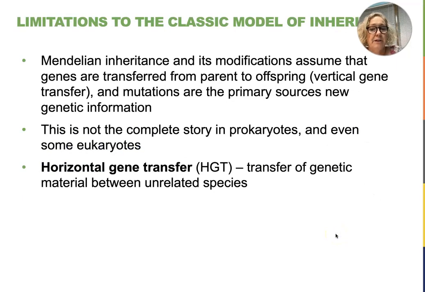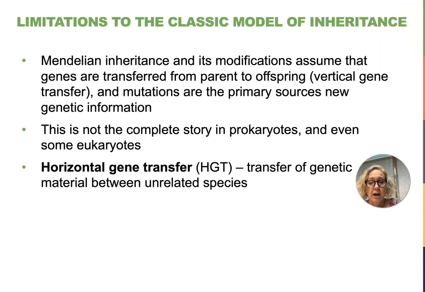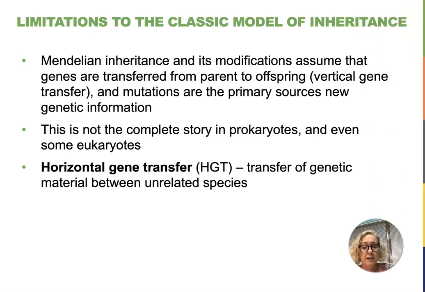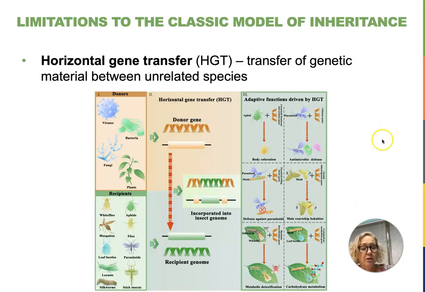Mendelian inheritance and its modifications assume that genes are transferred from parent to offspring, right? That's what Mendel and his little peas were doing. Parent to offspring is vertical gene transfer. What we are talking about now is horizontal gene transfer, HGT, the transfer of genetic material between unrelated species, mostly bacteria. So here's some past and current horizontal gene transfer that is happening.